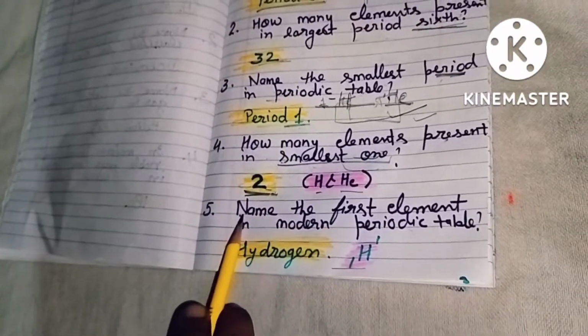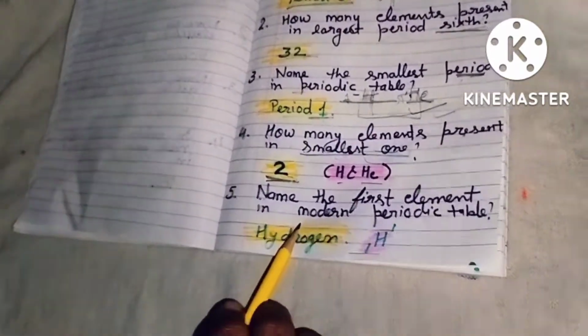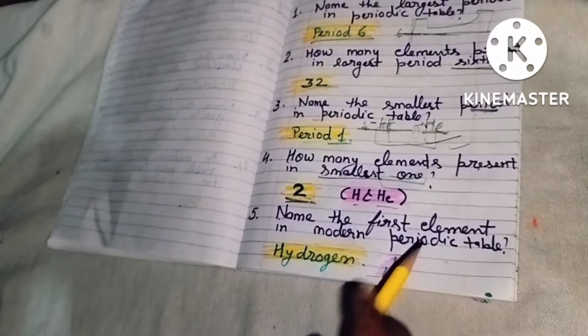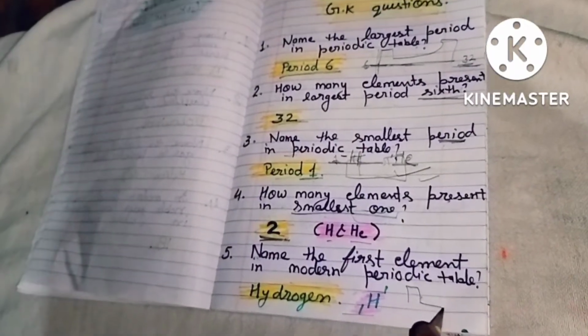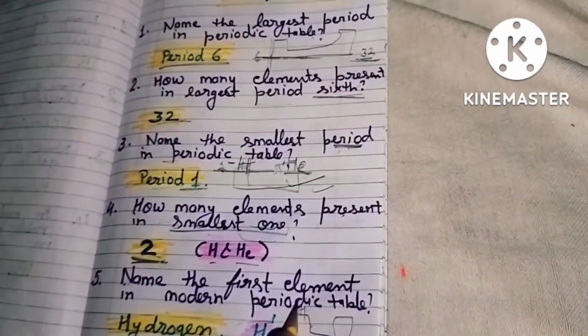Next, name the first element in the modern periodic table. We study in the periodic table that the first element is hydrogen.